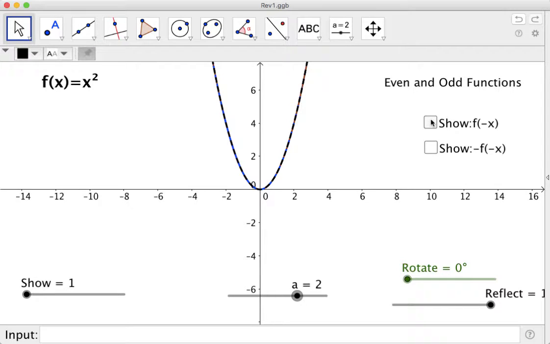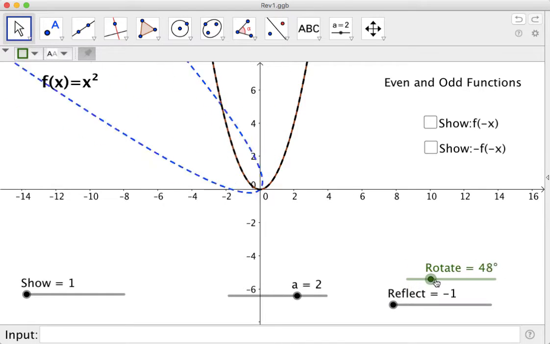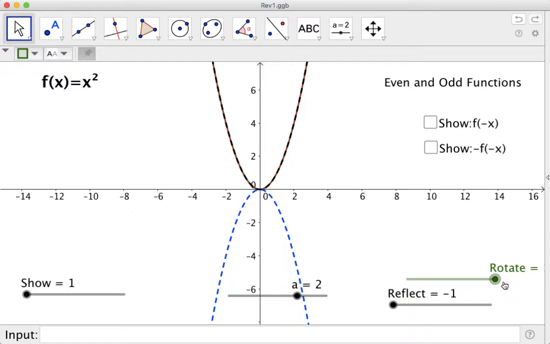So now when we look at f of negative x, it looks exactly the same, because f of 2 is equal to 4, and when we replace 2 with negative 2, we get that f of negative 2 is also equal to 4. They have the same y values. One of the ways this manifests is that this function reflects around the y-axis onto itself. On the other hand, it does not rotate around the point 0, 0 onto itself, unlike the odd function f of x is equal to x cubed.